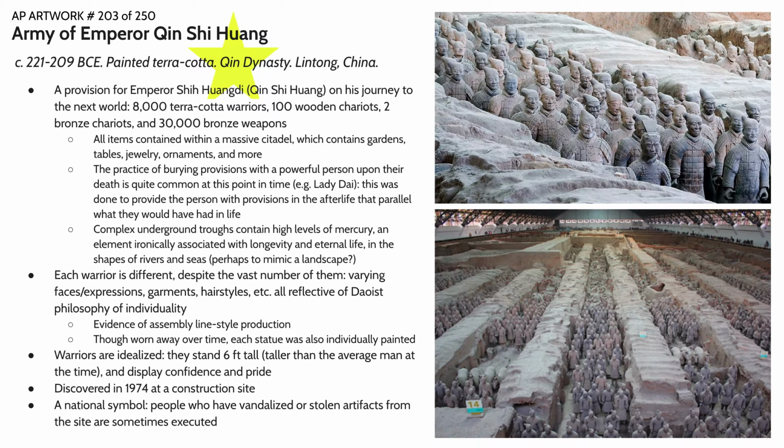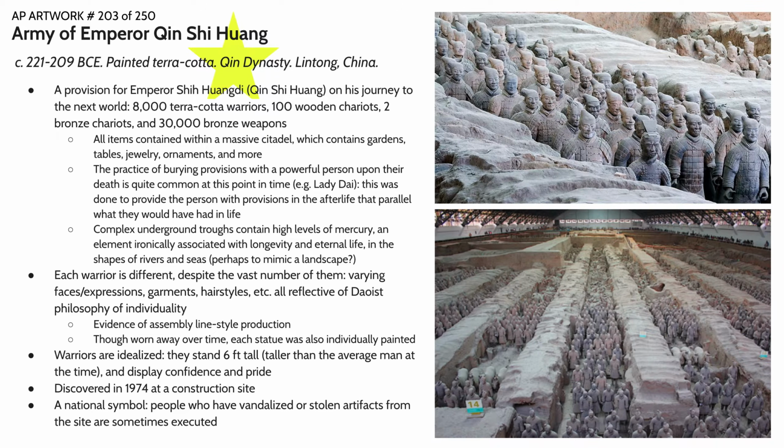So all of these items are contained within this massive citadel that is actually still being excavated today, almost 50 years later. This citadel contained gardens, tables, jewelry, ornaments, and all sorts of other items that Qin Shi Huang would have needed essentially in his afterlife.